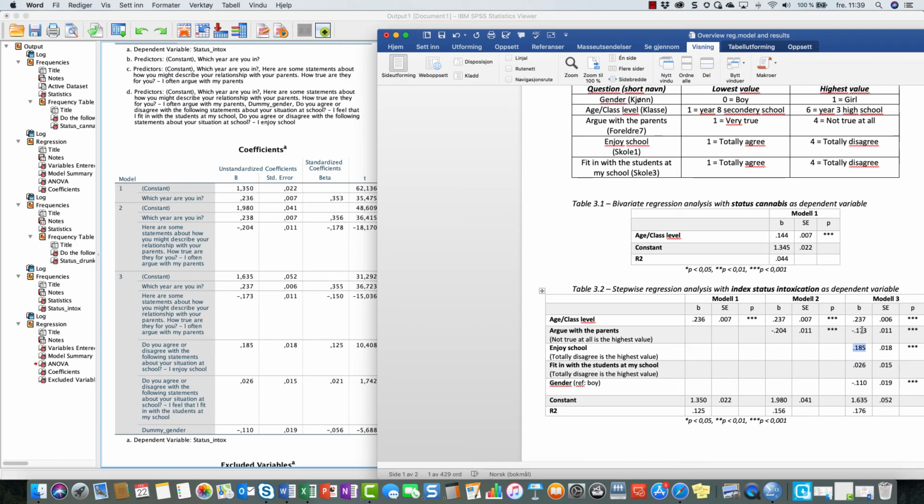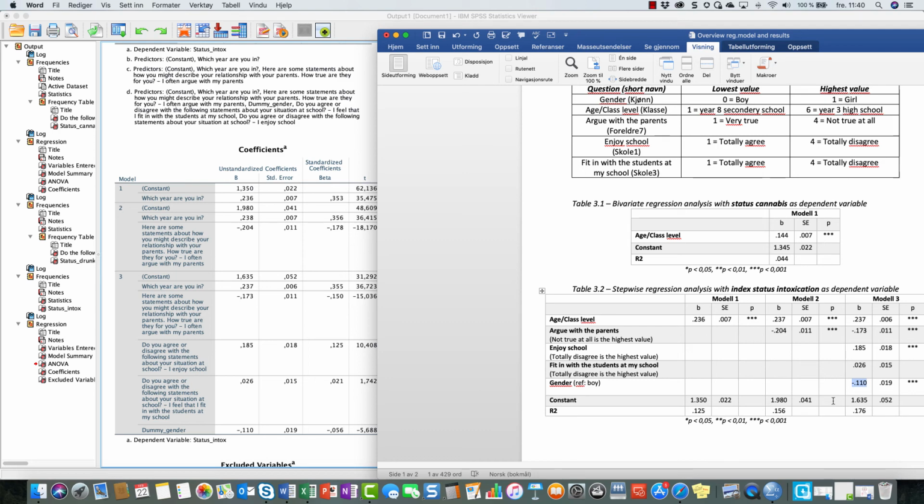Control for age, argued parents, fit in with the students at my school, and gender. And fitting in with the other students is not significant. So there is no difference according to the feeling of fitting in with the students at the school. But there is a gender difference, and it's significant. So you can generalize this to the population. And given that boys is the value 0, which I also put in as the reference category here, and girl is 1.